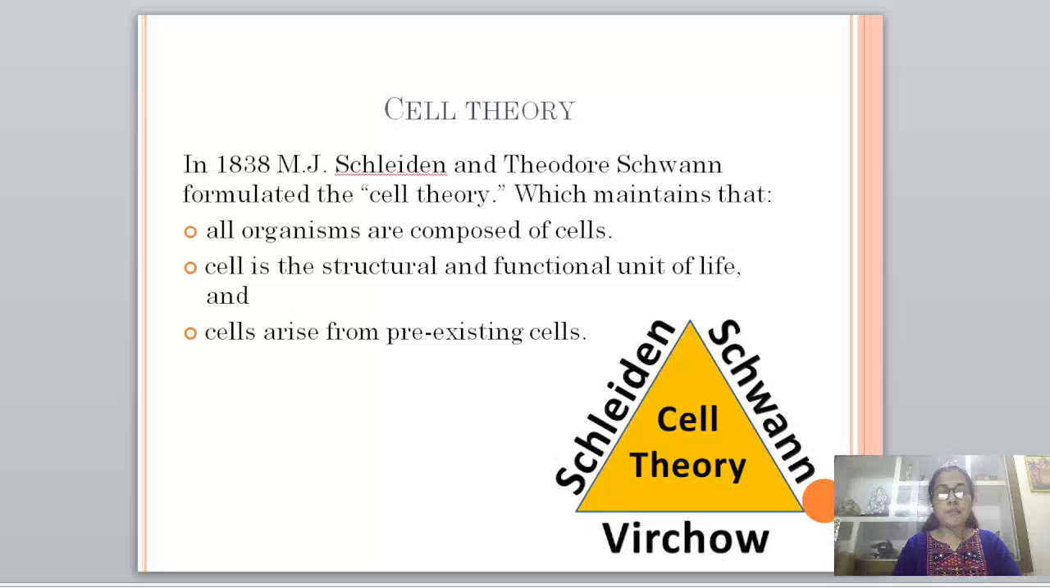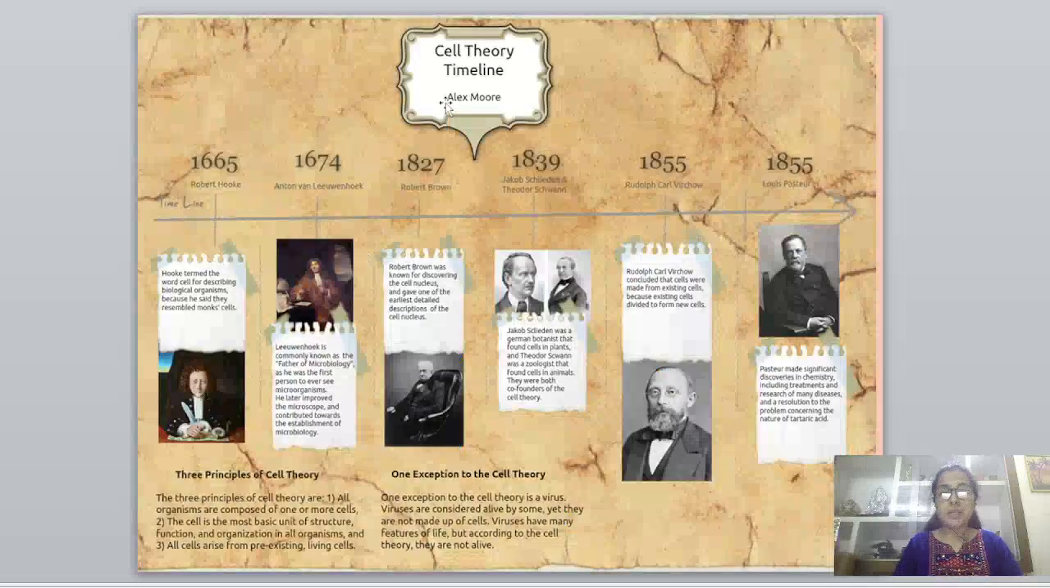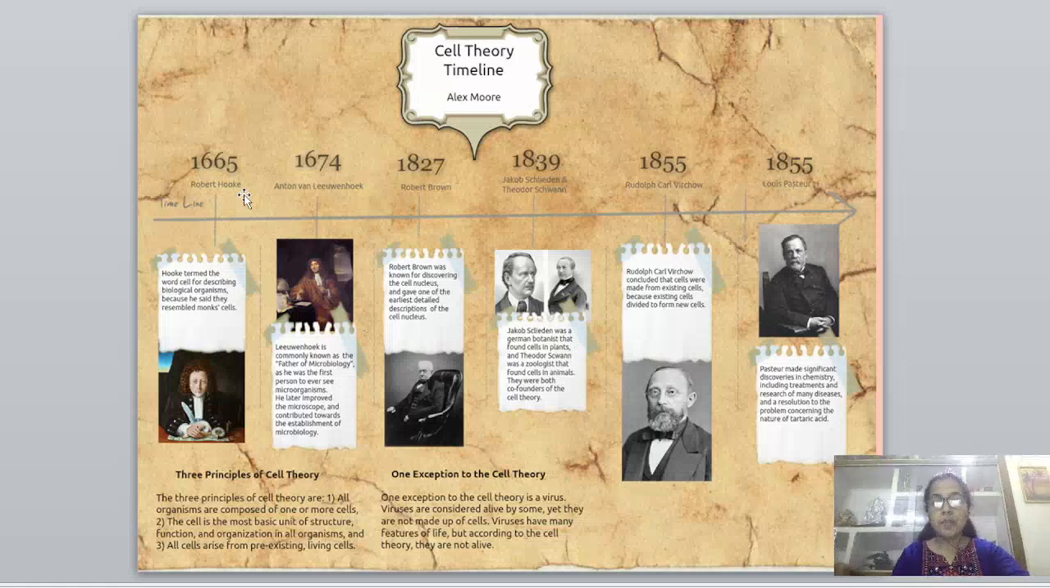Now to give a brief picture of the cell theory timeline, here is the clear picture that you can see. We have already discussed 1665, Robert Hooke, who termed the word cell for describing biological organisms, because he said that they resembled a monk's cell. Then in 1674, Anton von Leeuwenhoek, also known as the father of microbiology, was the first person to ever see microorganisms. I have already mentioned that he named them animalcules, and he contributed towards the establishment of microbiology as well.